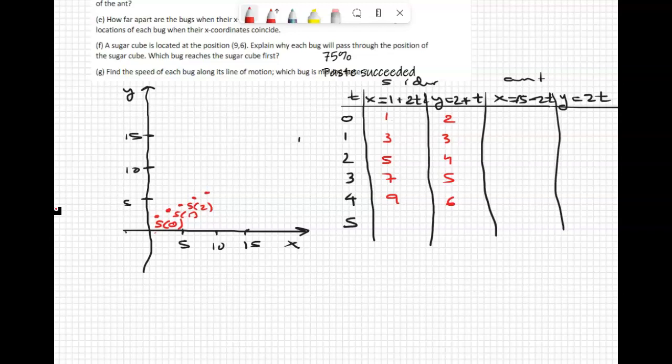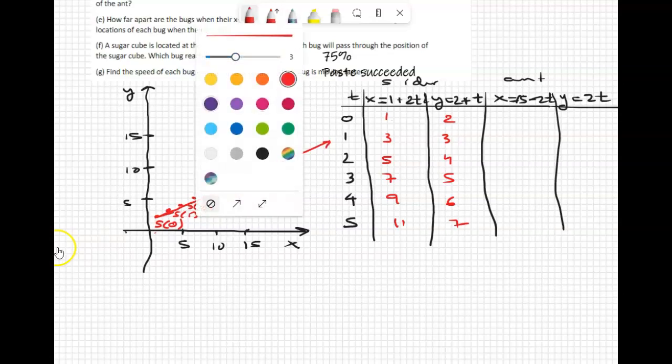And at 5, this is going to be 11 and this is 7. 11 and 7. So you can see it's moving, this is a 5. It's moving along a straight line. This time is going by and it's going to follow that straight line. Okay? Alright, let's do the ant.